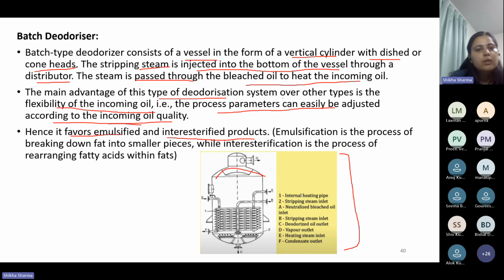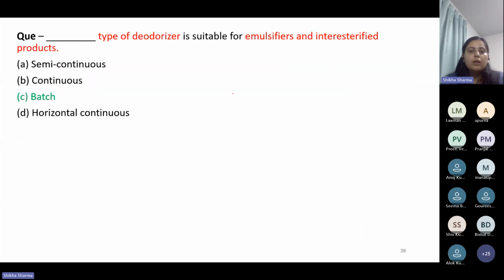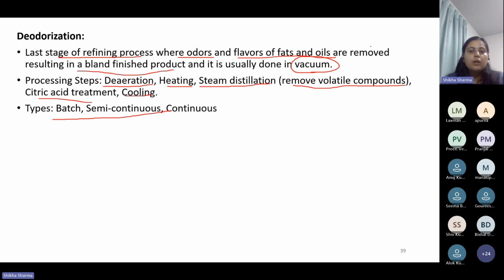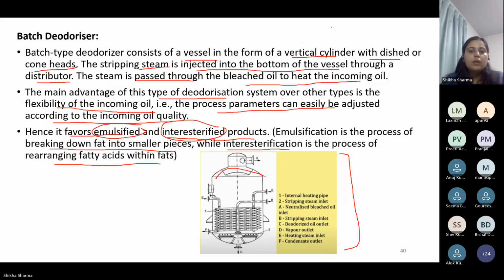Emulsified and interesterified products: in an emulsified product, emulsification happens, which is the process of breaking down the fat into smaller pieces, whereas interesterification is the process of rearranging the fatty acids within the fats. So this batch deodorizer is suitable for emulsifier and interesterified products of oils, since it is flexible in terms of incoming oil.